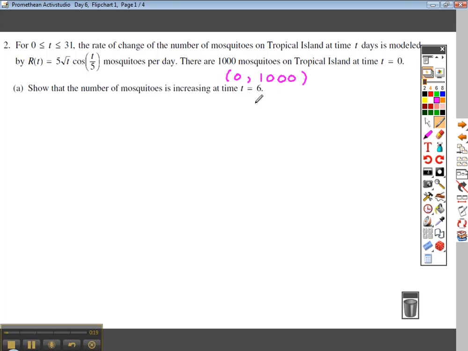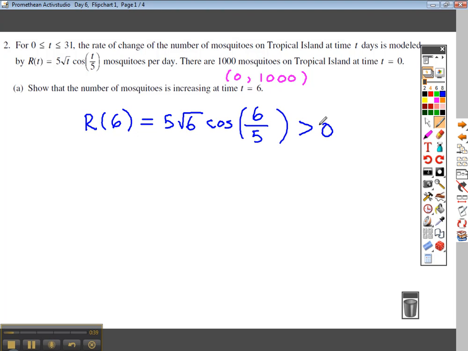This is already a rate, so they're trying to trick you into thinking that you need to take the derivative. But what you need to do is just plug in 6, and this is going to be calculator work. You can show that this is a positive number, meaning that it's increasing, because r of 6 is greater than 0. So it's a positive rate of increase in mosquitoes per day.